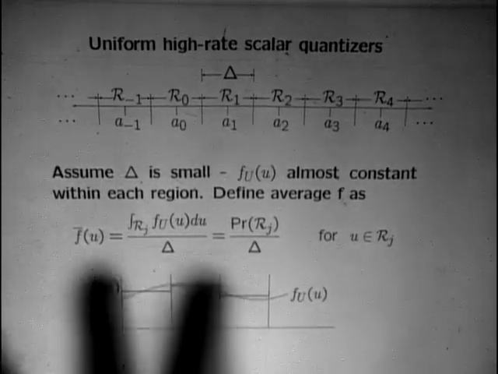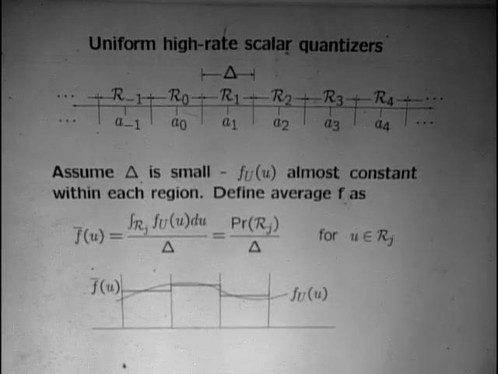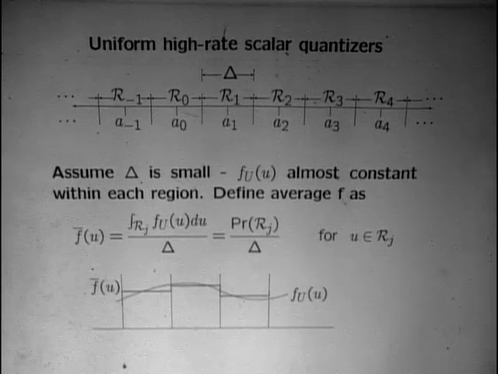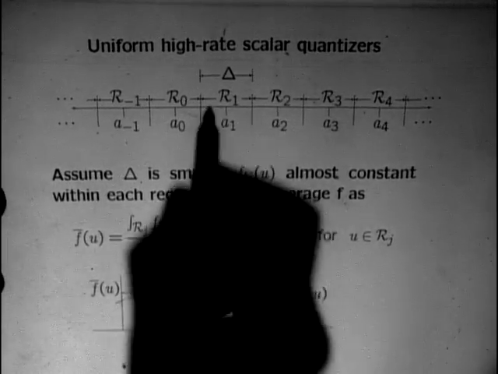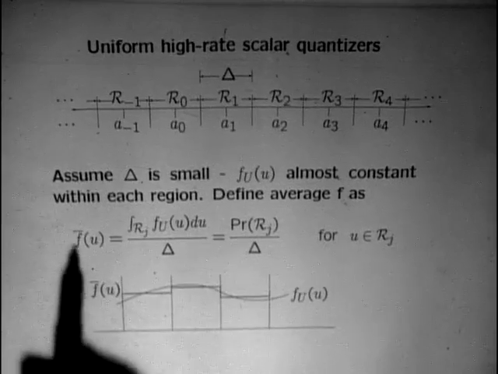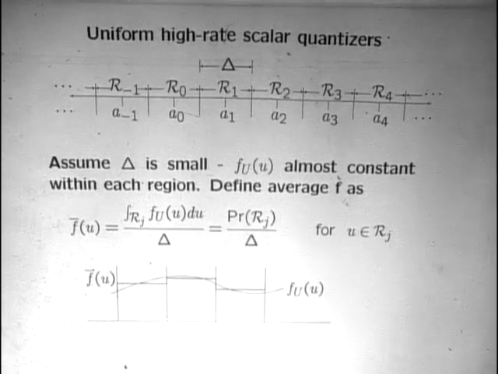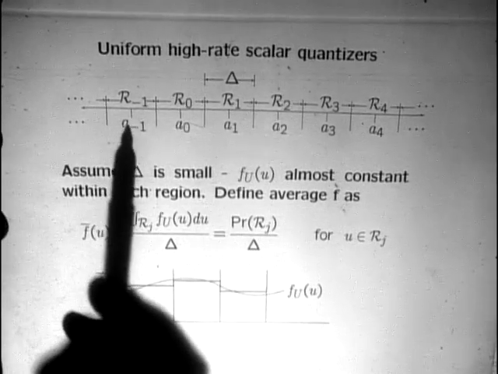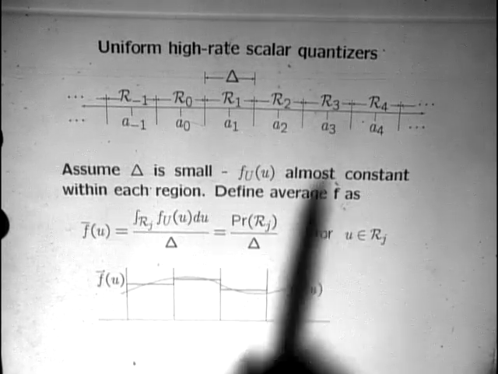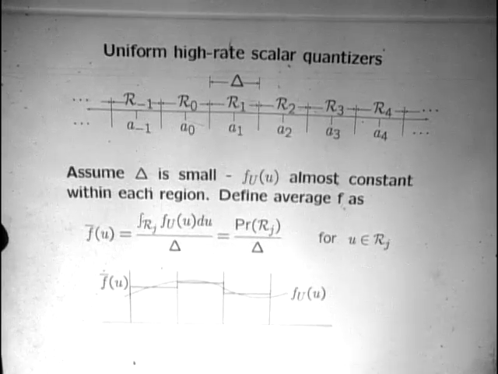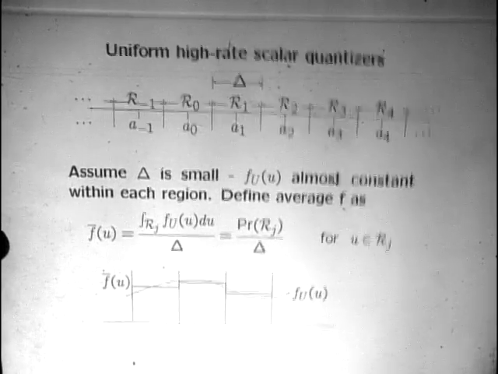So how does this work? You pick a little tiny delta. You have all these regions here. And by uniform, I mean you make all the regions the same. Conceptually, this might mean having a countably infinite number of regions. Let's not worry about that for the time being. And you have points in here which are the conditional means of the regions.